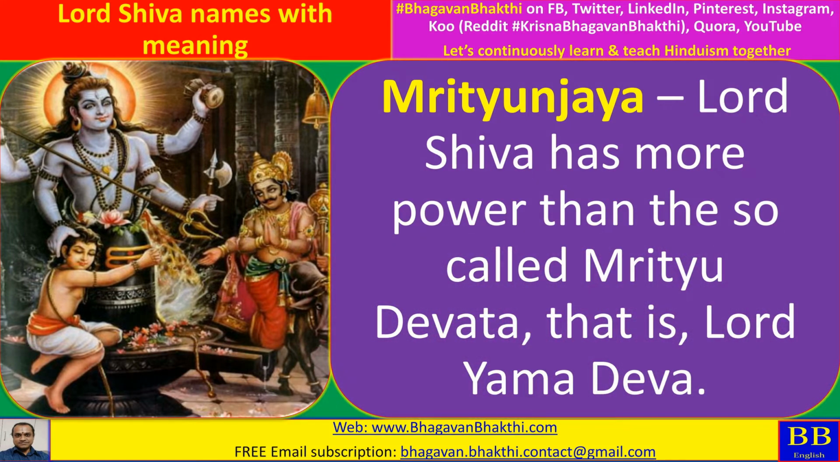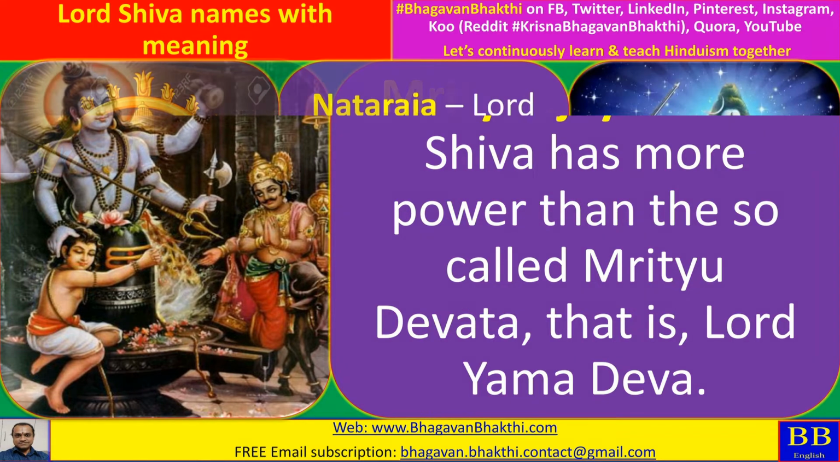The next name of Lord Shiva is called Mrityunjaya. As said before, Lord Shiva wins over Lord Yamadeva. Here Yama means Mrityu. Since Lord Shiva wins over Yamadeva during the Markandeya situation, Lord Shiva is also called Mrityunjaya. Here Mrityu means Yama and Jaya means winning. Thus Lord Shiva is called Mrityunjaya.